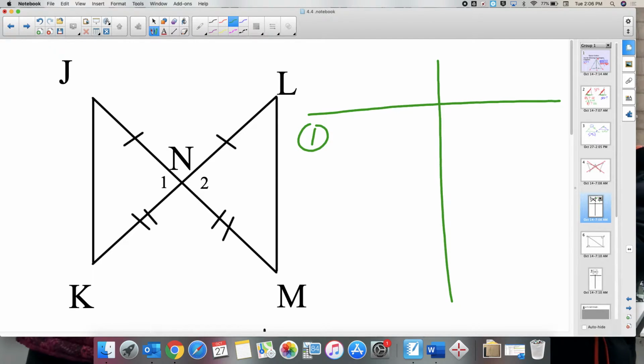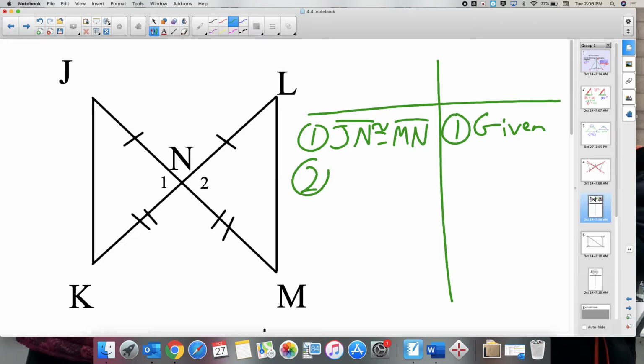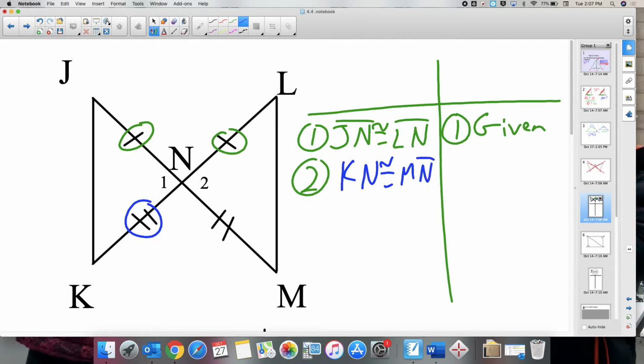once again we start with our given. It says given that JN is congruent to MN. So that was given. Second thing that was given, they give us that KN. Oops, sorry, hold on. Where did JN is congruent to LN. Sorry about that. There we go. JN is congruent to LN because it's both the single tick mark. Second thing we have is we got KN is congruent to MN. That is also given.